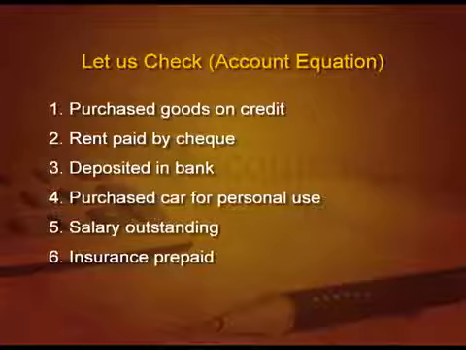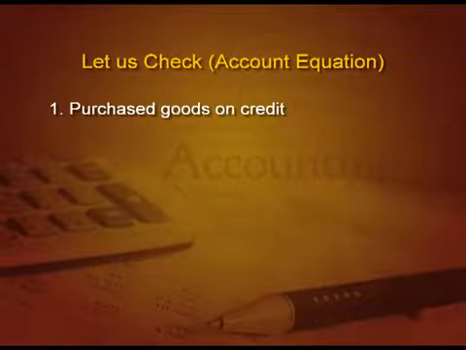Okay. Now, let us check what you have understood in this accounting equation. We will discuss a few entries. Point number 1, purchase goods on credit. Now goods will increase and liability, that is creditor, will also increase.